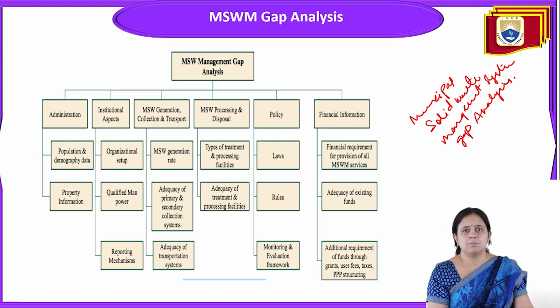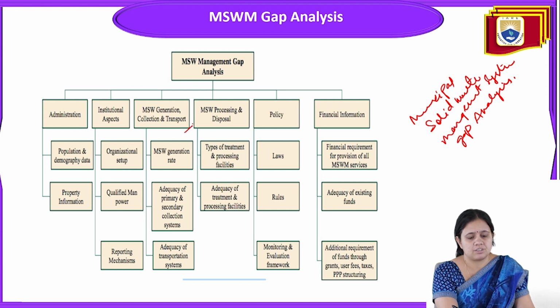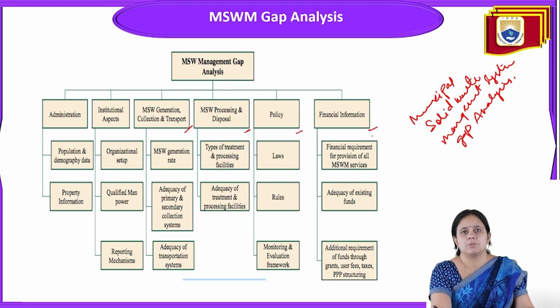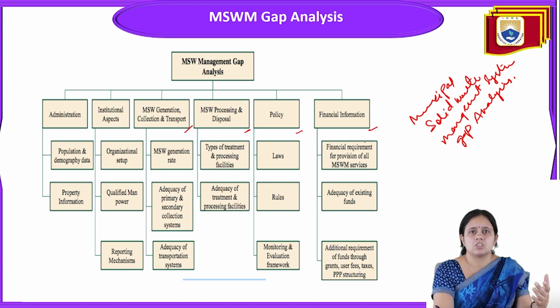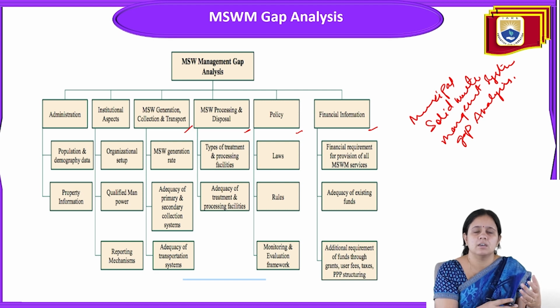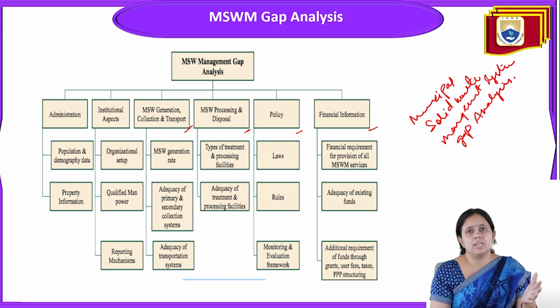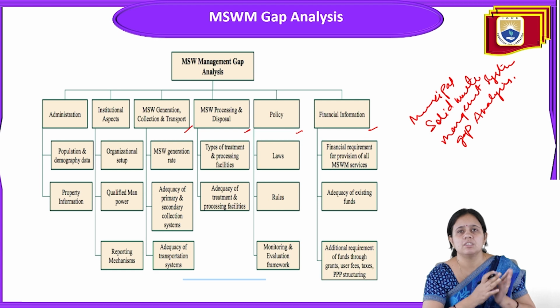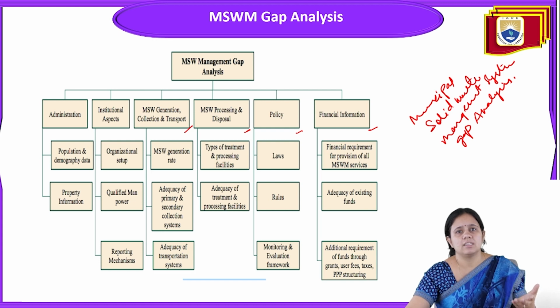First is administration, then institutional aspect, MSW generation and collection and transport, MSW processing and disposal, then policy, then financial information. In the case of administration, there are 2 points: population and demographic data, and property information. It is the duty of the administration to provide the data on the population and its demographic condition, and then property information of that particular area.